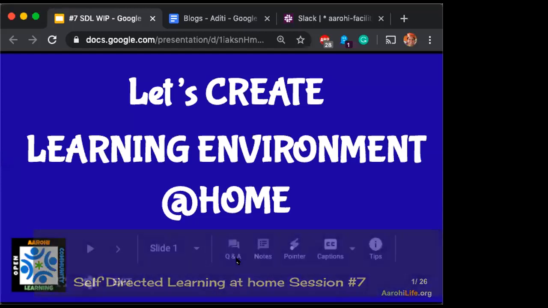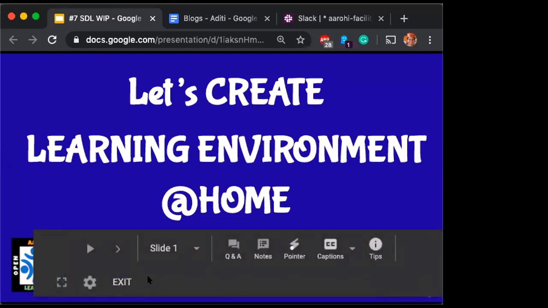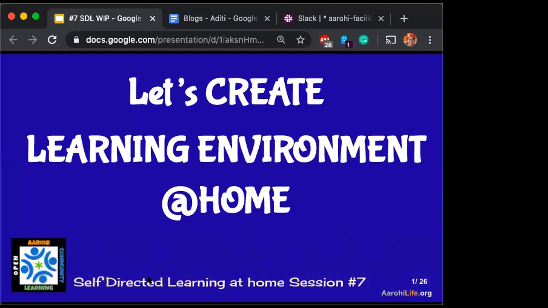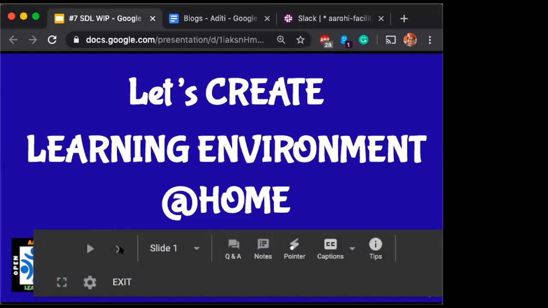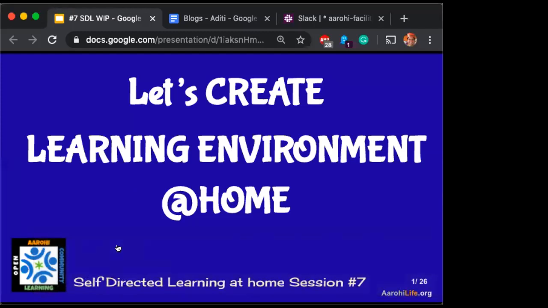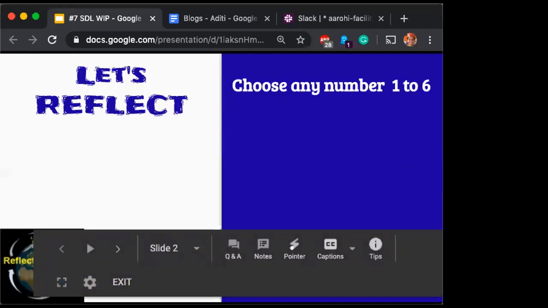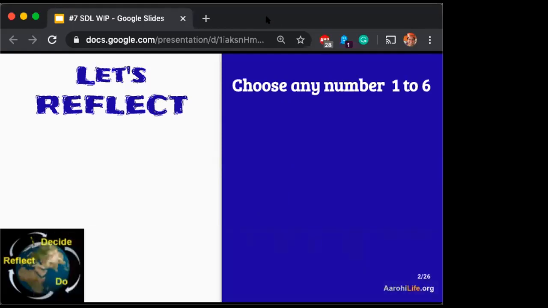So let us start today's session, which is primarily going to be about the culture or the environment in our homes. Let's start with reflection, as always. Right. So we want you to start by choosing a number between 1 and 6. Just choose any number. This is a kind of a dice activity. So in a way, by choosing the number 1 to 6, you are rolling your own dice.